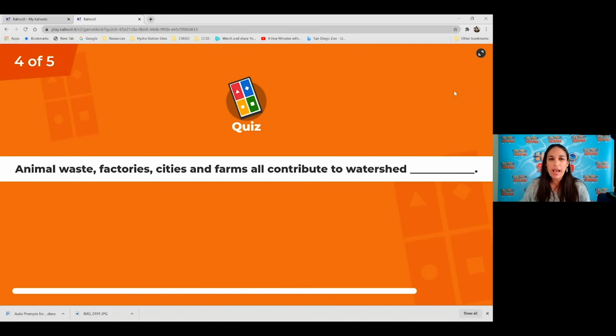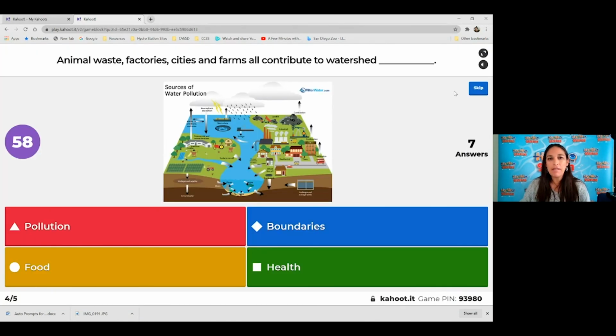Animal waste, factories, cities, and farms all contribute to watershed blank. So what would we fill in the blank there? Is it red triangle, pollution? Is it yellow circle, food? Is it blue diamond, boundaries? Or is it green square, health?